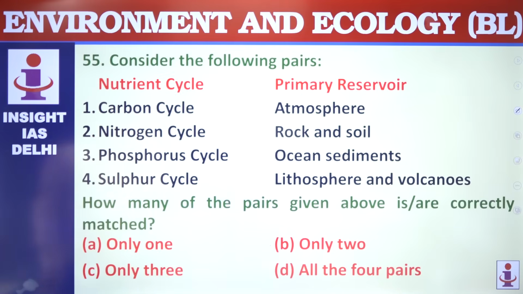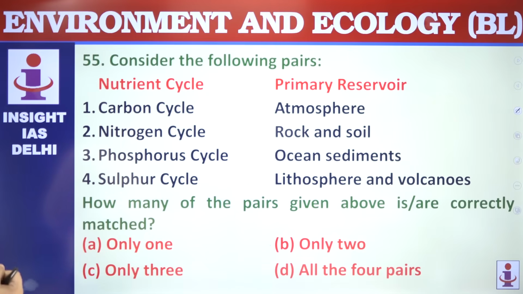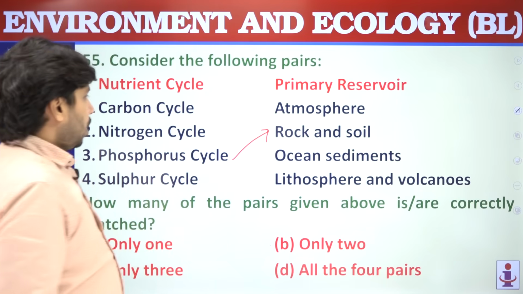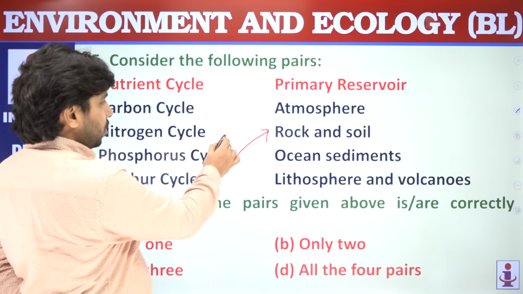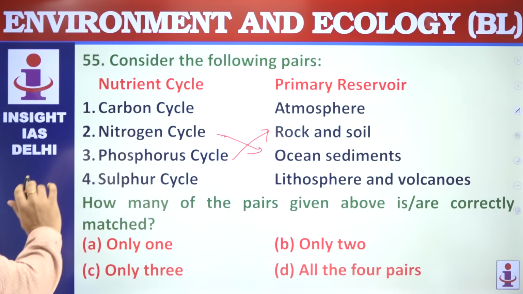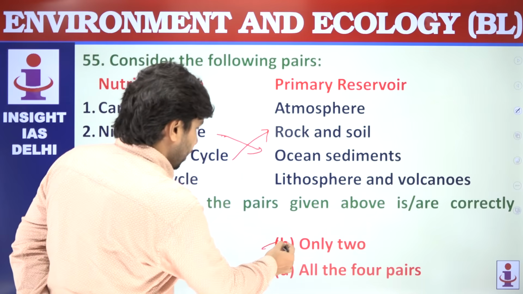Nutrient cycle and their primary reservoir. Carbon cycle, atmosphere; nitrogen cycle, rock and soil; phosphorus, ocean sediments; sulfur cycle, lithosphere and volcanoes. So how many are correctly matched? Phosphorus, rock and soil, one is nitrogen, so not rock and soil. So 2 are not correct. Carbon cycle is from atmosphere, correct. Sulfur, lithosphere and volcanoes, okay. So only 2 are correctly matched.